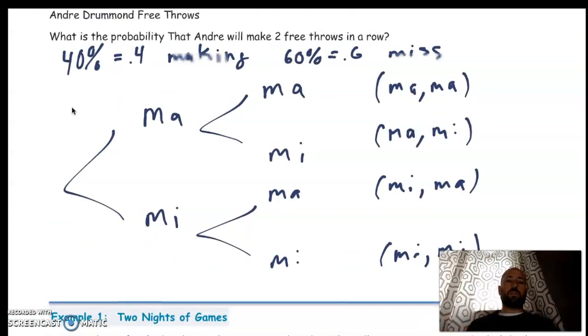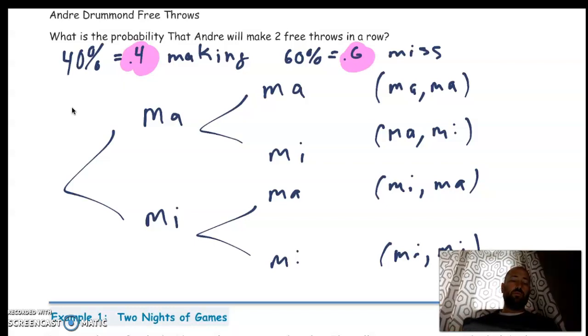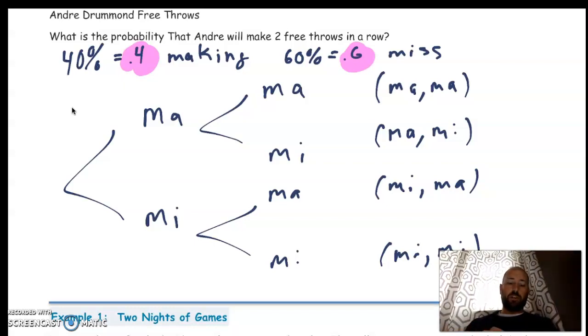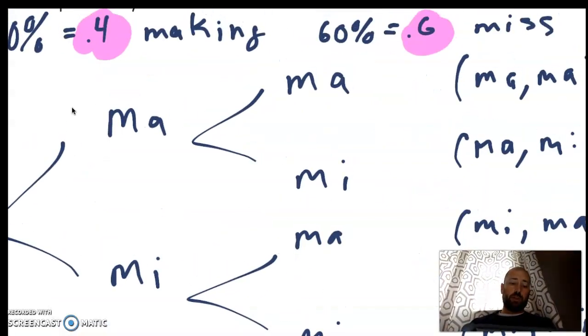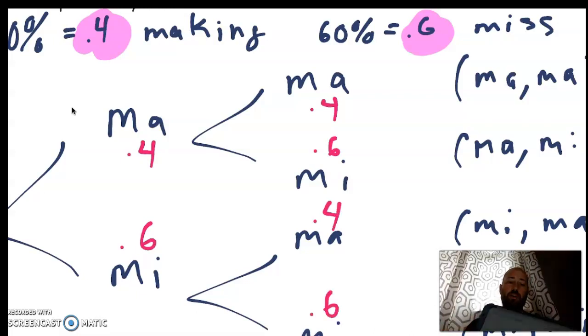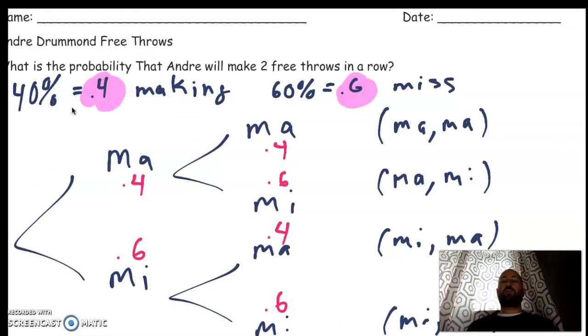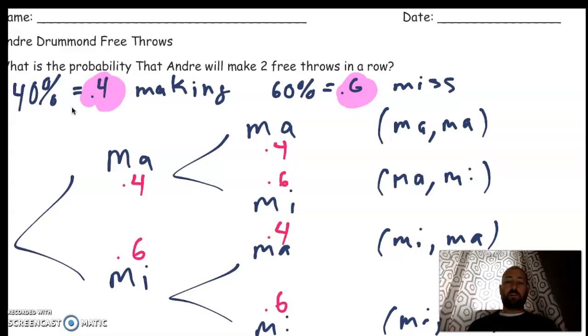So now what I'm going to do is use those probabilities that were above, 0.4 and 0.6. I'm going to write them in so that we can now multiply to find the probability of each possible outcome. So making, that is 0.4, this is 0.6, 0.4, 0.6, 0.4, and 0.6. So what I'm going to do to find the probability of each one of those is multiply each probability to figure out what the outcome is going to be.